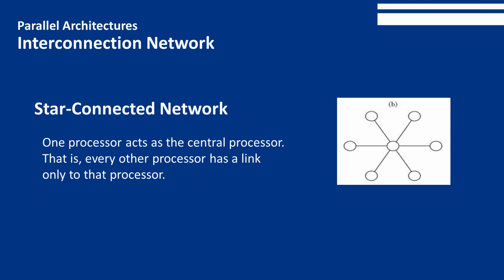In a star-connected network, one processor acts as the central processor. That is, every other processor has a link only to that processor. The illustration depicts a star-connected network. In a star-connected network, a processor sends a message to another processor by sending the message to that central processor, which in turn routes the message to the receiving processor.